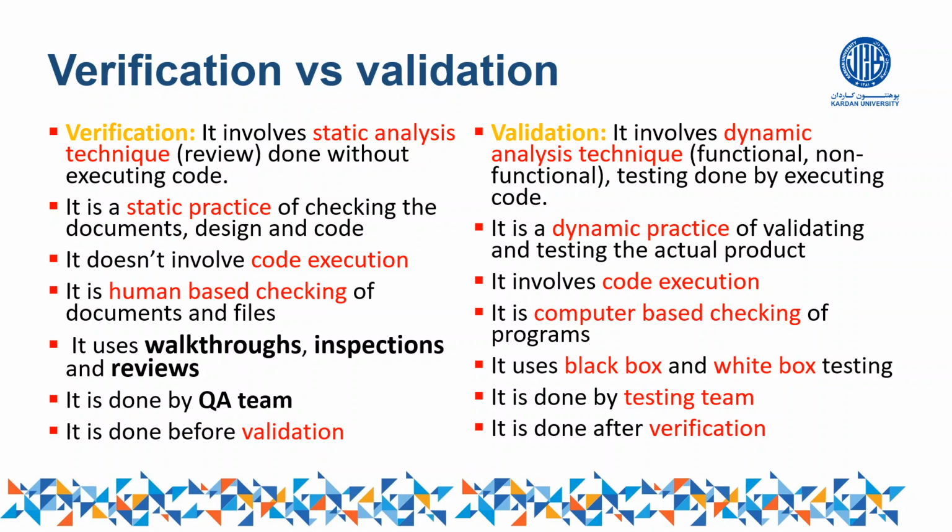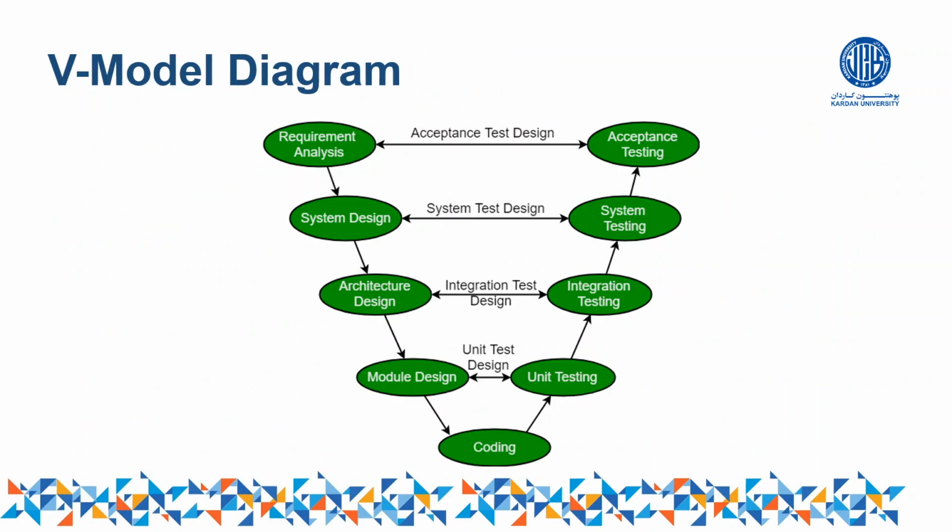And similarly, in validation, we check the real code because coding would be produced, and that's why this validation is done after the coding phase. Now, this is the diagram of the V model. In the diagram, you can see that here we have the requirement analysis.